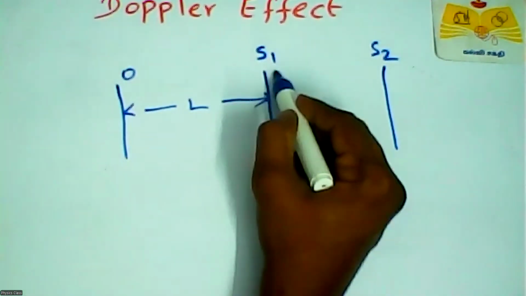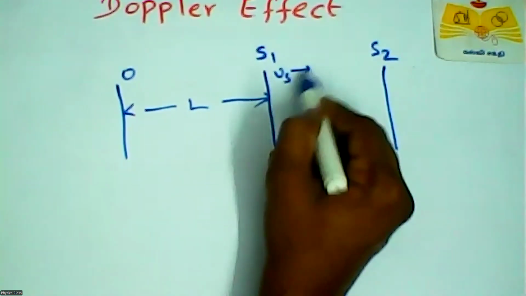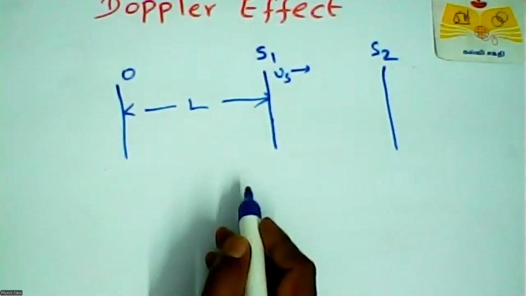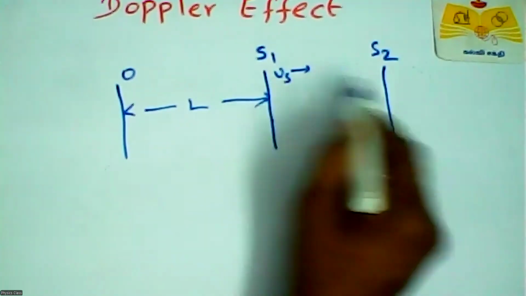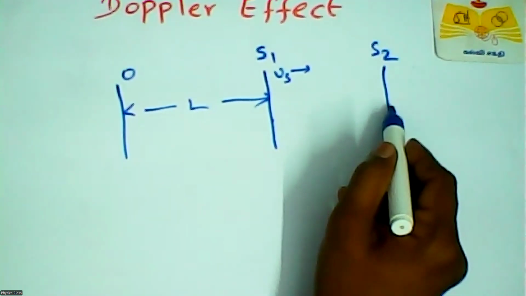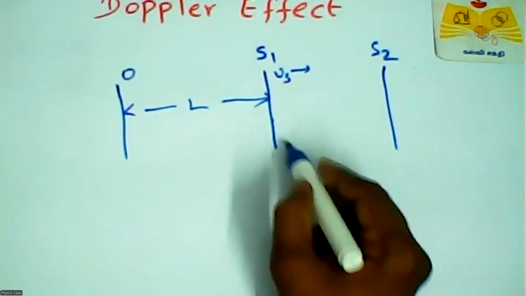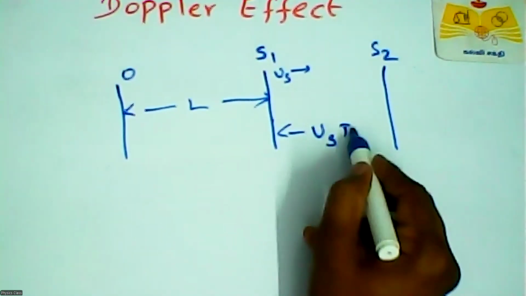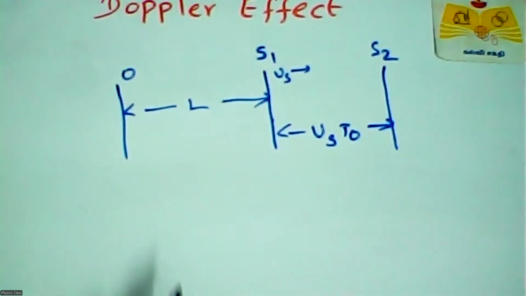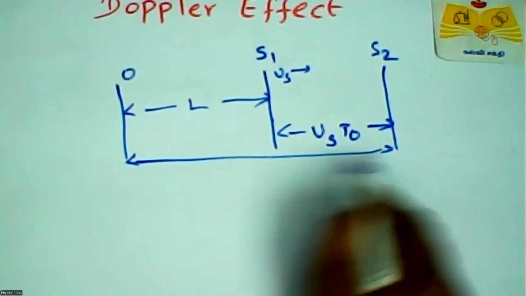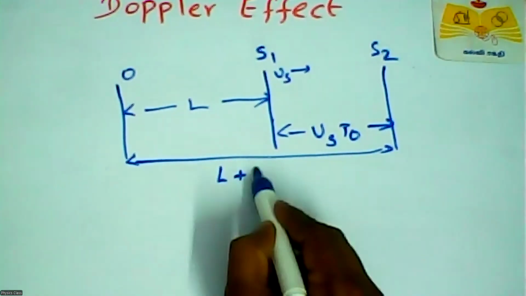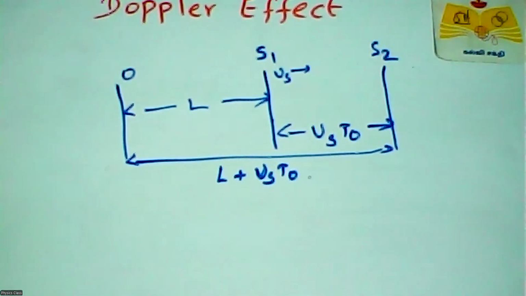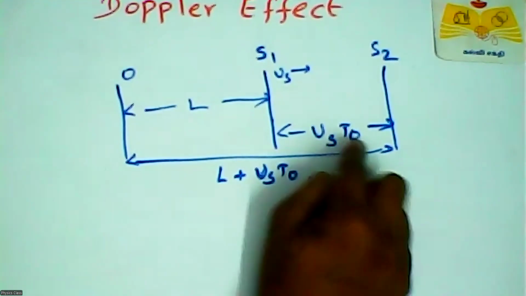So this source moves with a velocity, Vs, from this position towards this position. After some time, it will come into this position, S2. So here, Vs T naught, and the total distance is L plus Vs T naught. So what is Vs T naught here?